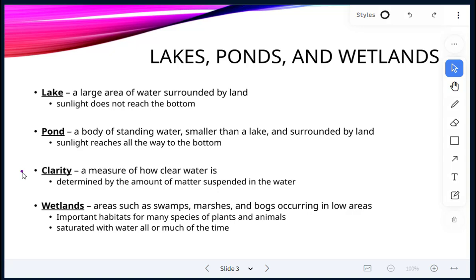And then wetlands are areas like swamps, marshes, and bogs. They occur in low areas. They are important habitats for many species of plants and animals, and they are usually saturated with water all or much of the time.